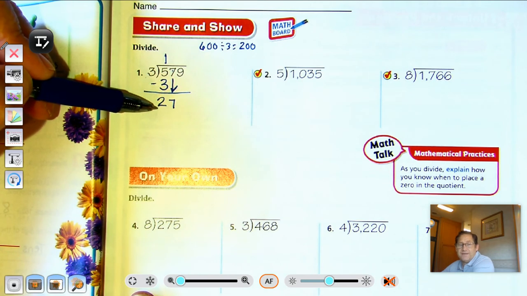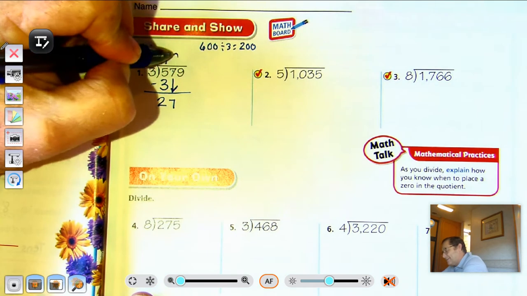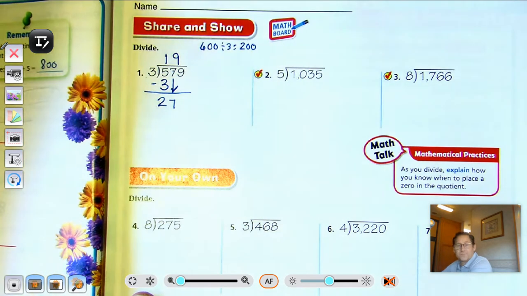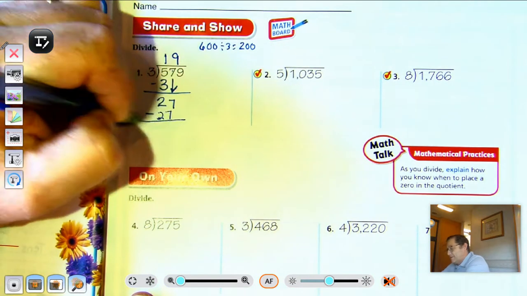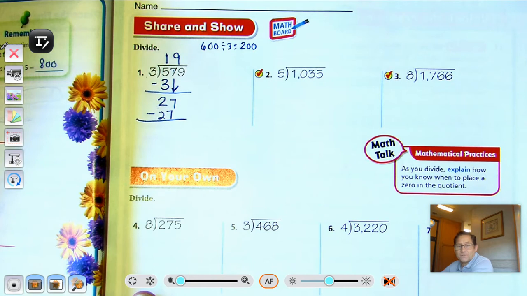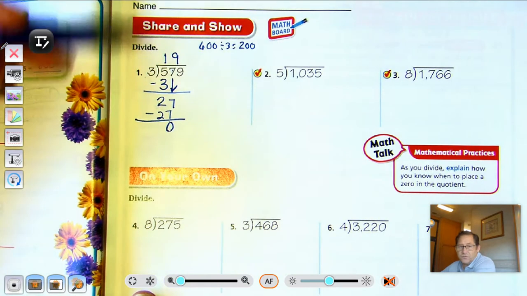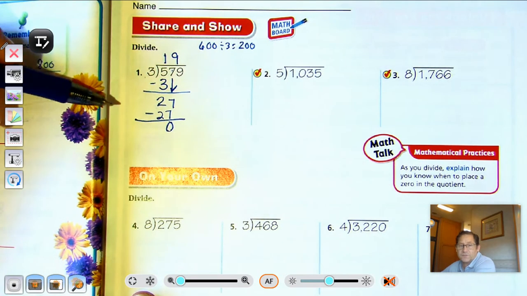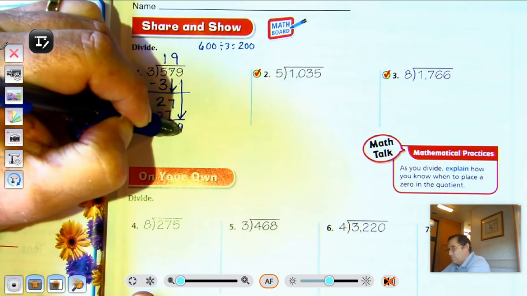So divide 27 10s by 3. Well, 3 times 10 is 30. So 3 times 9 is 27. Subtract 27 10s from 27 10s. We get 0 10s left. Well, clearly we can't share 0 with 3 groups. So the only thing we have left now are 9 1s.